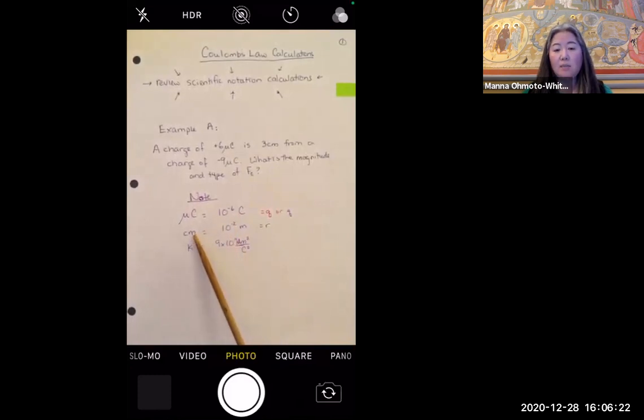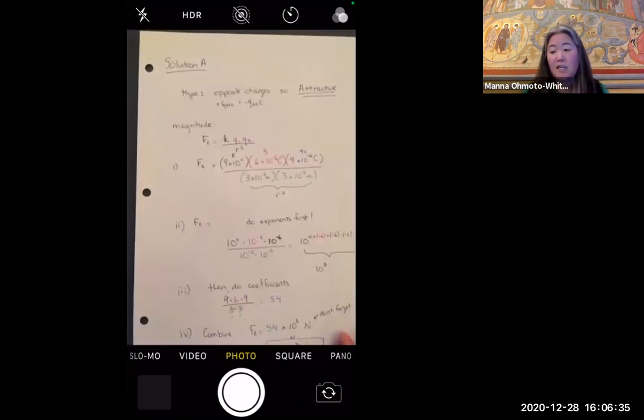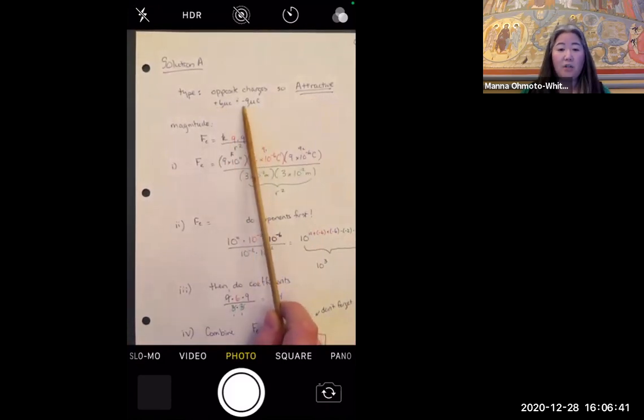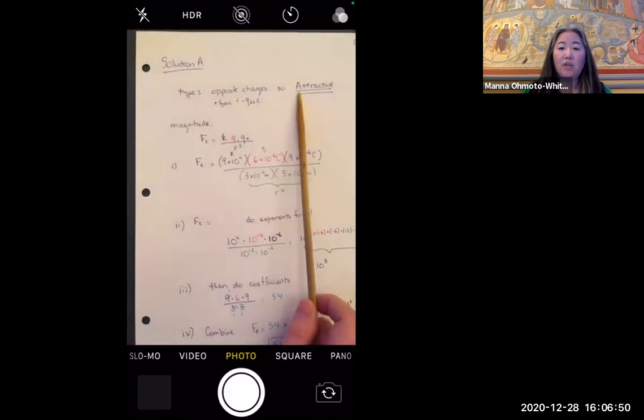And the radius has to be in meters, so a centimeter is equal to 10 to the negative second meters. And the k value is always fixed. It's 9 times 10 to the 11th. So the solution for this: the first thing I can say is that the two charges have an attractive force, because I have a positive charge and a negative charge. Not really worried about the magnitude right now, just the type. As long as these two charges are opposite, it's going to be an attractive force. So I got type out of the way.